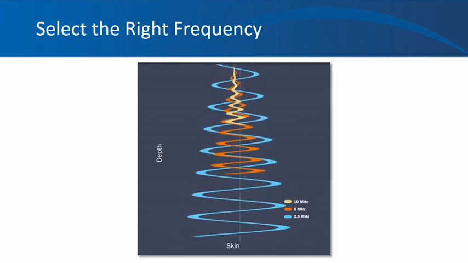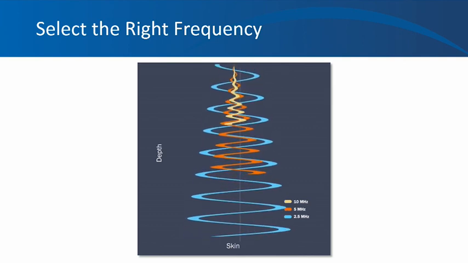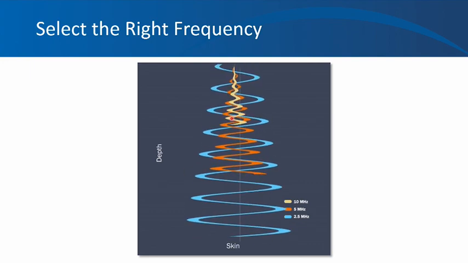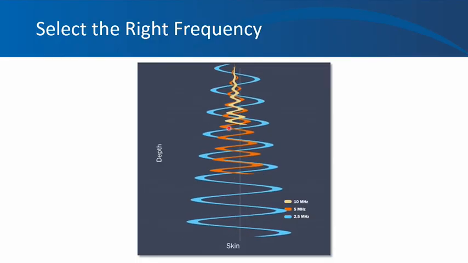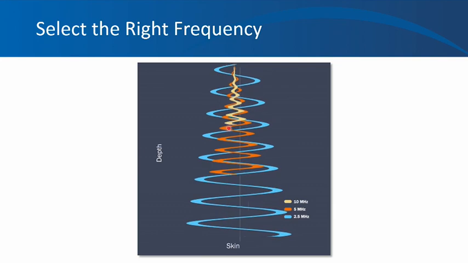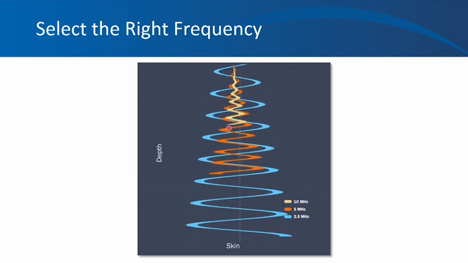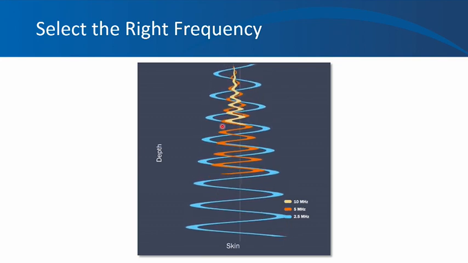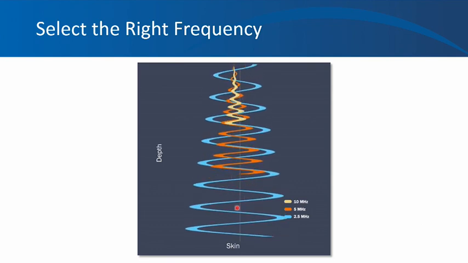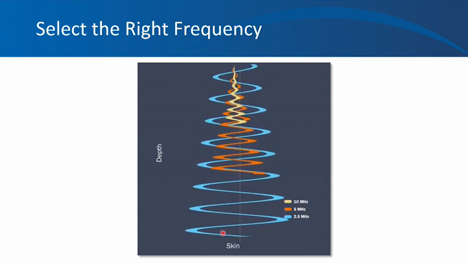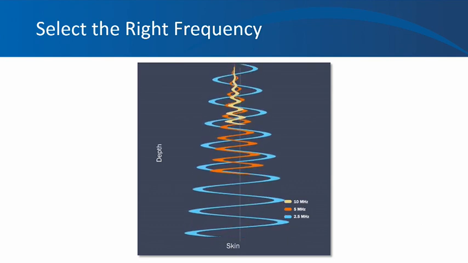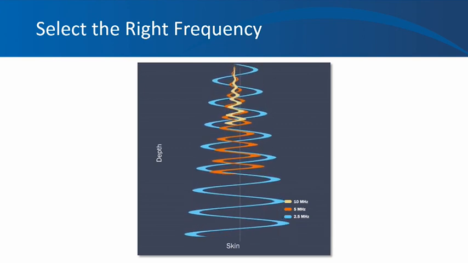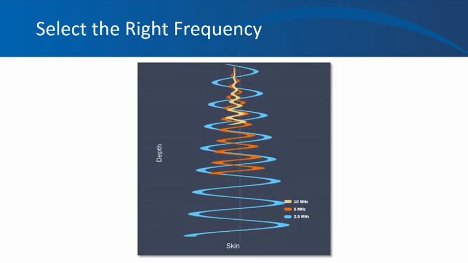High-frequency ultrasound waves produce good resolution, but the depth of penetration is limited. So high-frequency transducers are used to examine superficial structures such as nerves and vessels where resolution is important. Low-frequency sound waves, on the other hand, penetrate deeper, but at the cost of resolution. So lower-frequency transducers are used to image deeper structures such as kidney.